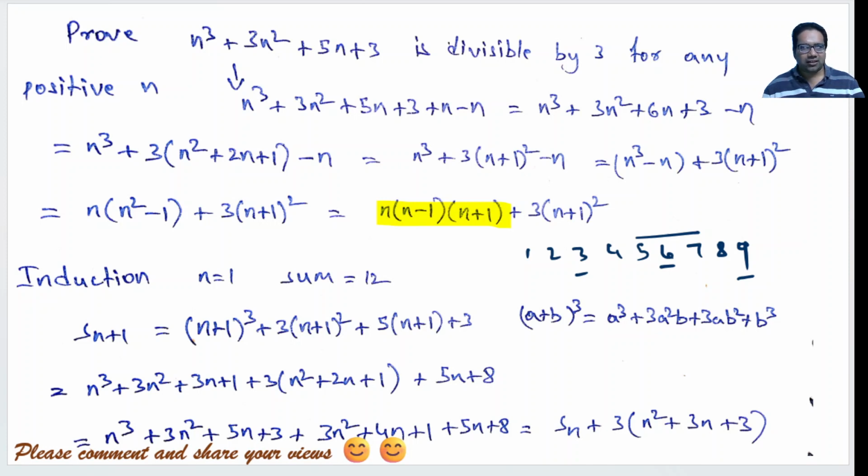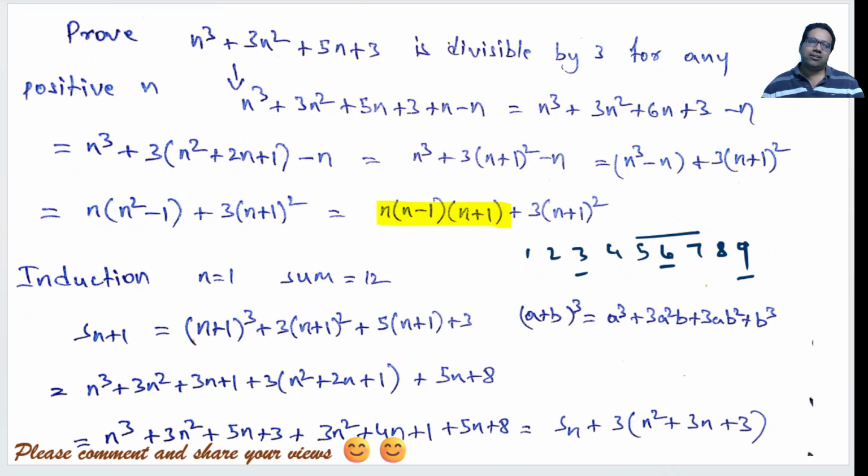This is what induction is about, right? Now the remaining part. What is the remaining part? 3n square plus 4n plus 5n, which is 9n, plus 1 plus 8, which is 9. So we can take 3 common, which is 3 times n square plus 3n plus 3. So this is clearly also a multiple of 3, because we have taken 3 common.